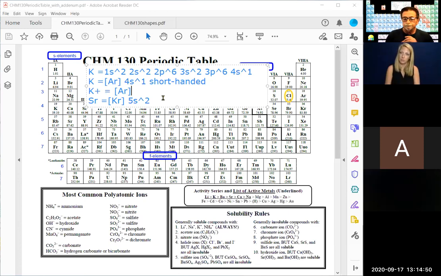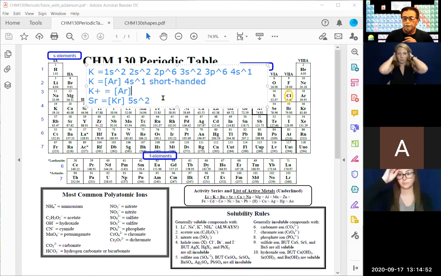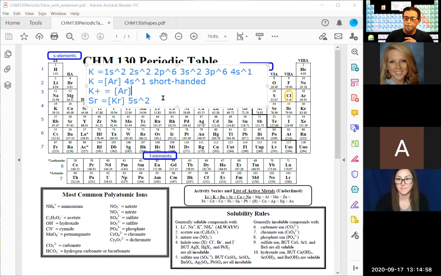Okay, so that's an example of just using the periodic table to determine the electron configuration. Okay, just follow a sequence.